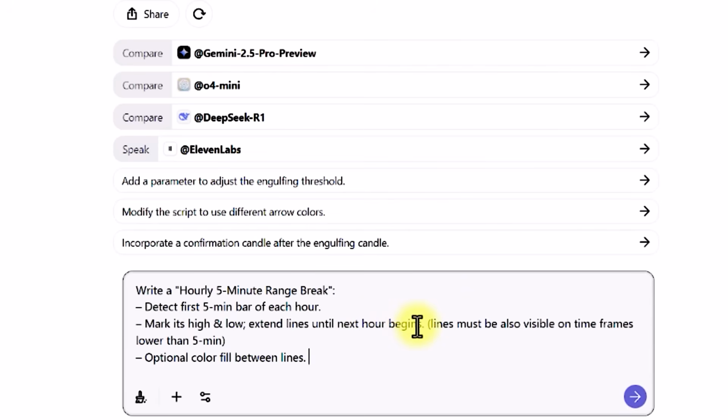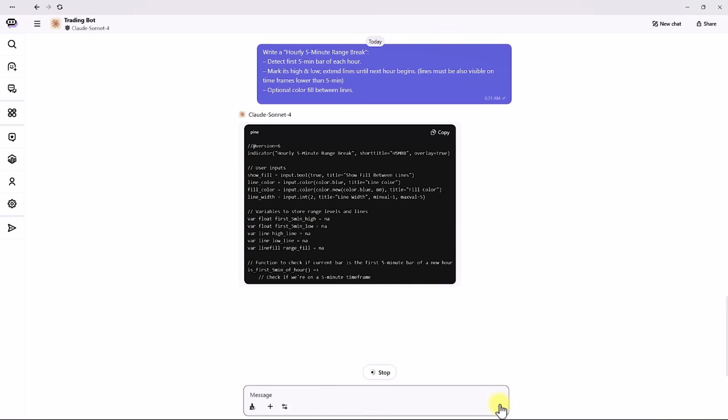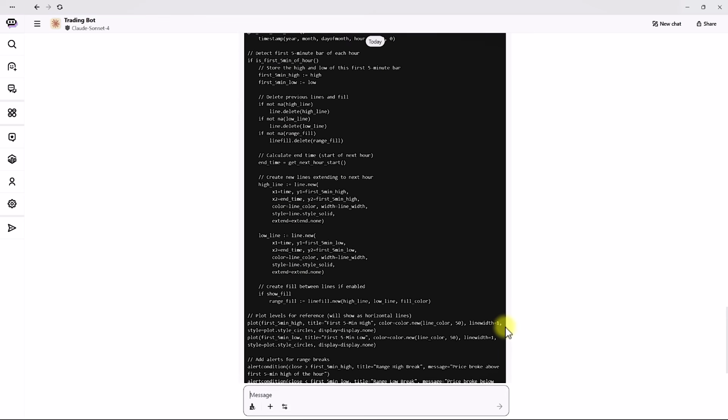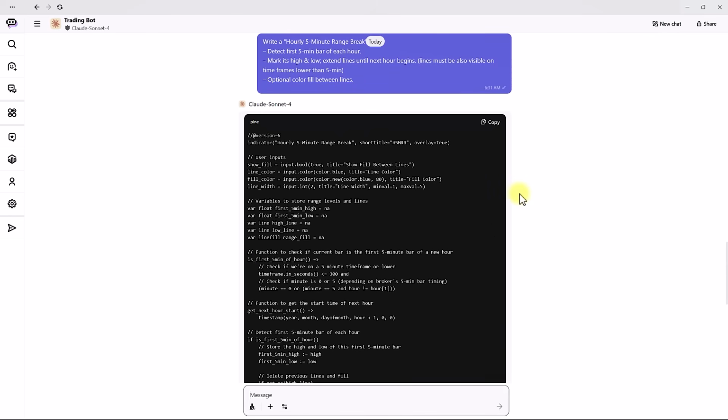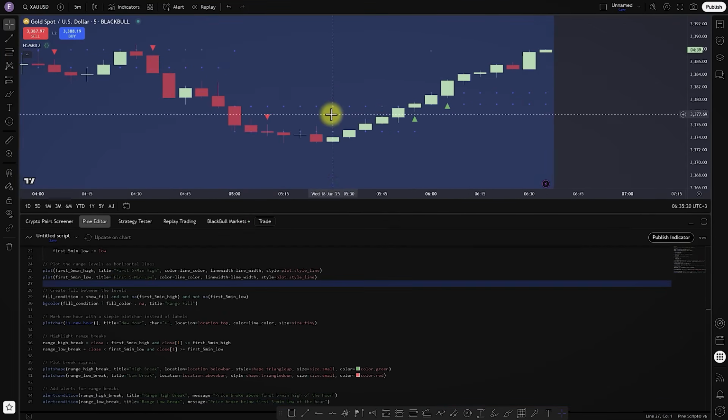The first 5-minute candle creates a range. The high and low become my reference levels for that hour. If price closes outside this box before the next hour begins, we have a signal. I've asked AI to extend lines until the next hour begins. Okay, we have our code. Let's paste it into Tradingview.